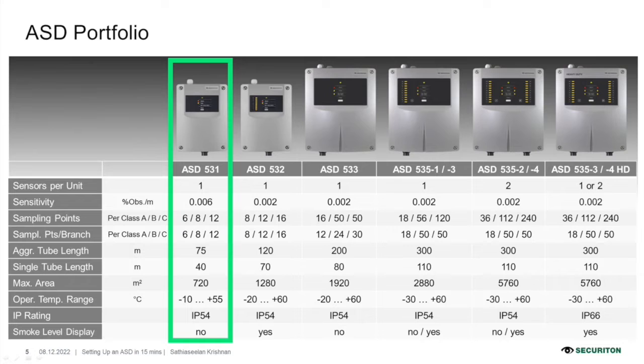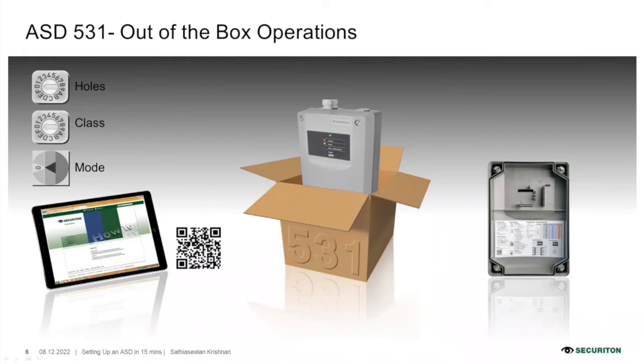So with those features, we will look into how this is marketed and how this ASD is delivered to the customer. So what do you get out of the ASD 531 as in out-of-the-box operation? Of course, like any other ASDs that Securiton sells, you need to go through a lot of ordering processes. For example, you need to get an ASD, you need to order the filter units, and you need to get the detector ranges and so on.